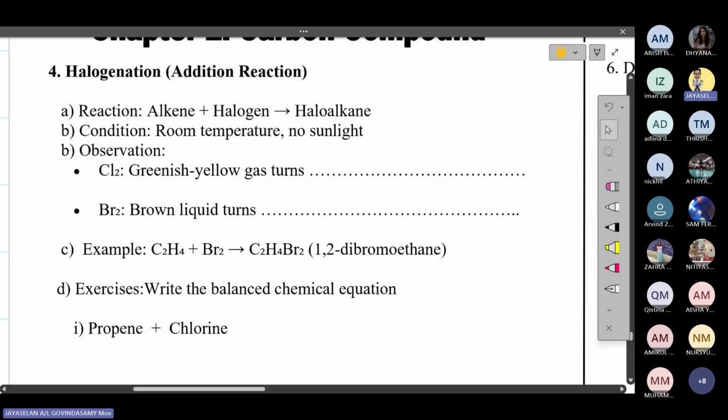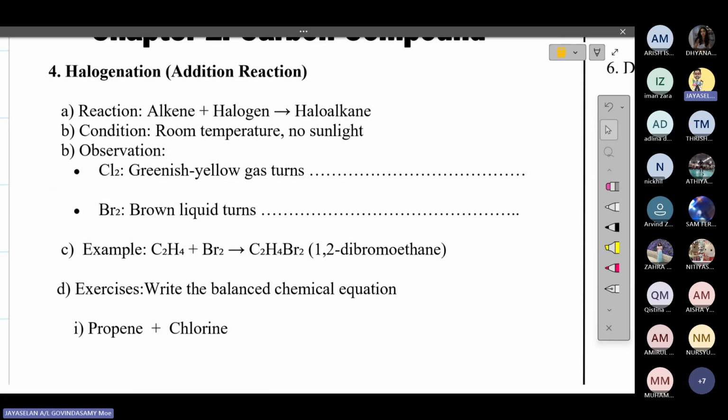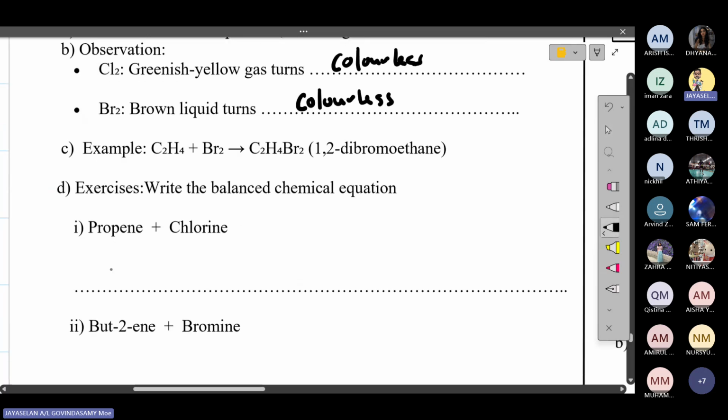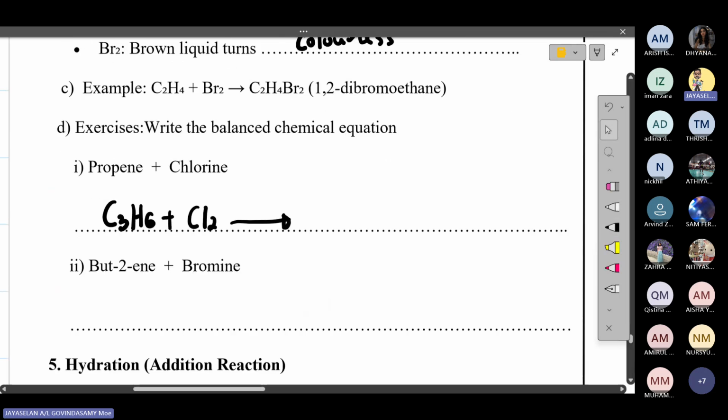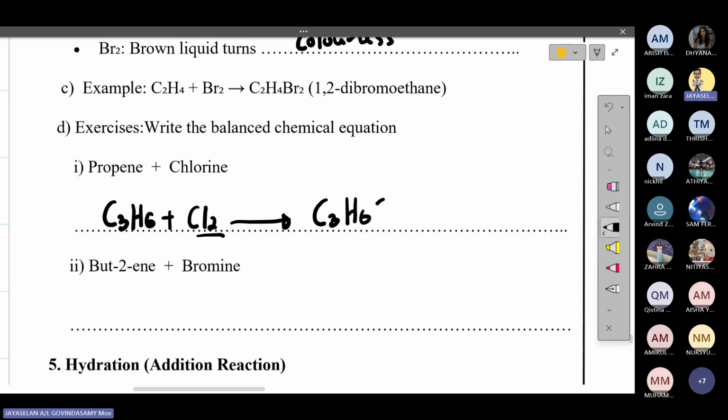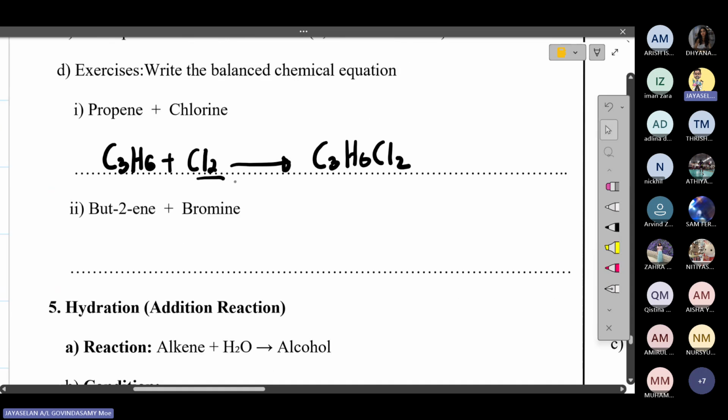Okay, the reaction halogenation, you add halogen. So the observation, greenish yellow turns what? Colourless. Brown liquid turns what? Colourless. This is very easy. We take propene, C3H6. You take chlorine solution. When they ask how to get the product, very simple. C3H6, you take the chlorine, put here. That's all. Any question? Okay, do number 2.